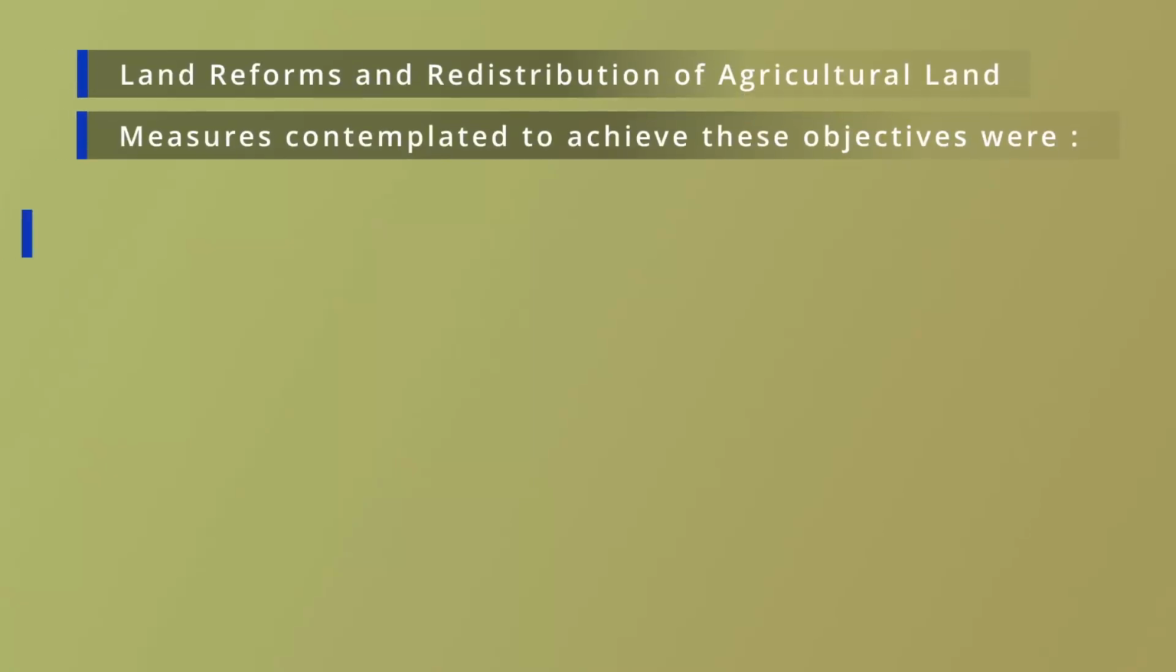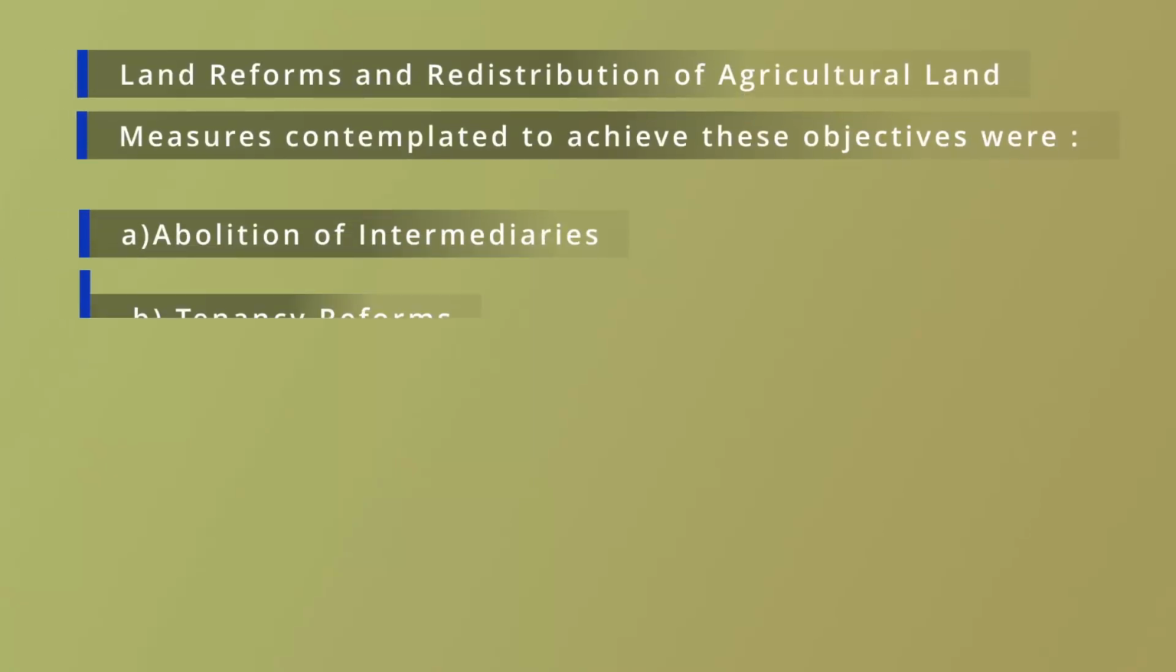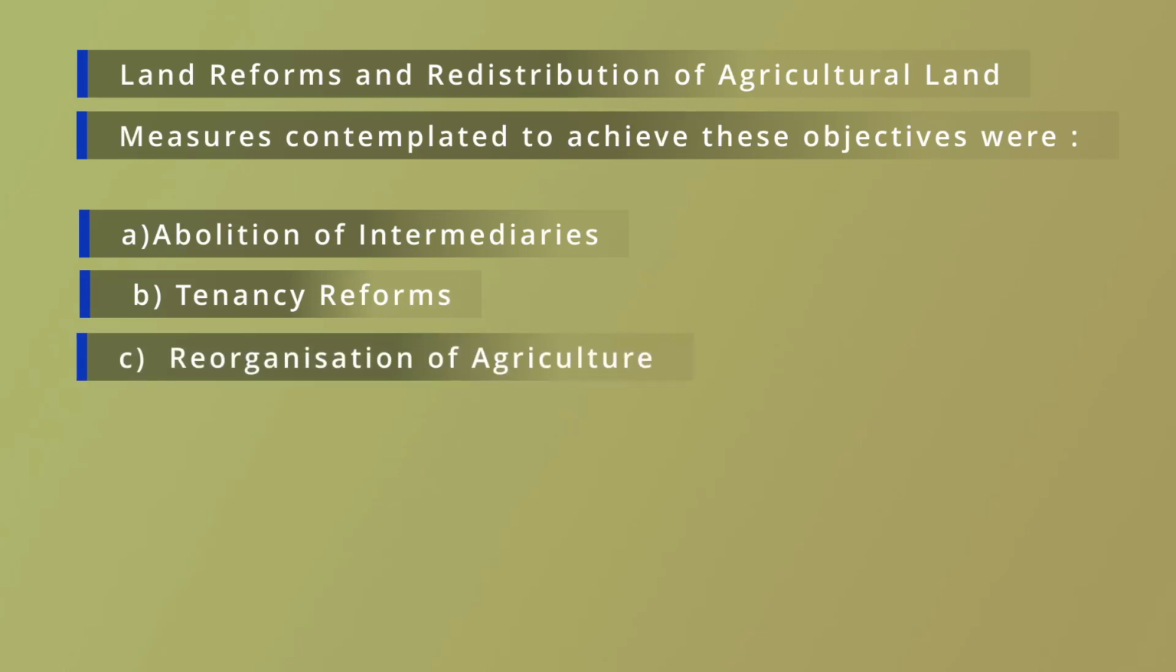On the basis of this backdrop, the Government of India introduced different measures of land reform, and these measures included a threefold idea. One is the abolition of intermediaries, then tenancy reforms, and reorganization of agriculture. Abolition of intermediaries means abolition of the Ryotwari system, Zamindari system, and other land tenure systems, as well as eliminating the different intermediaries between the farmer and the government.